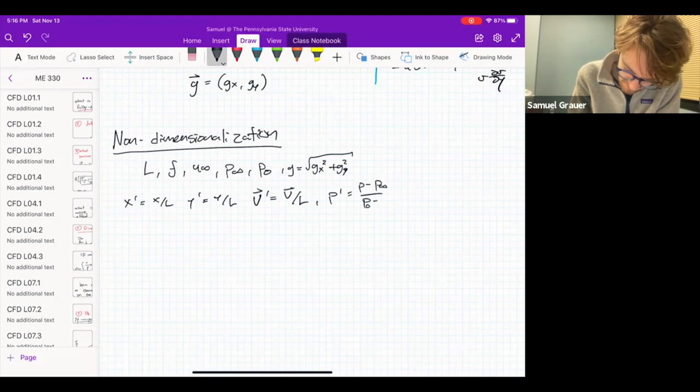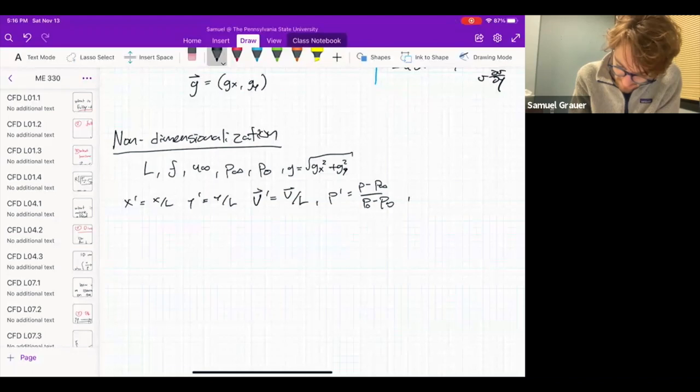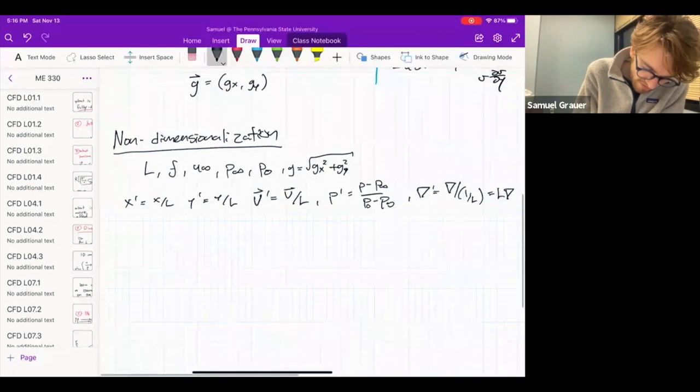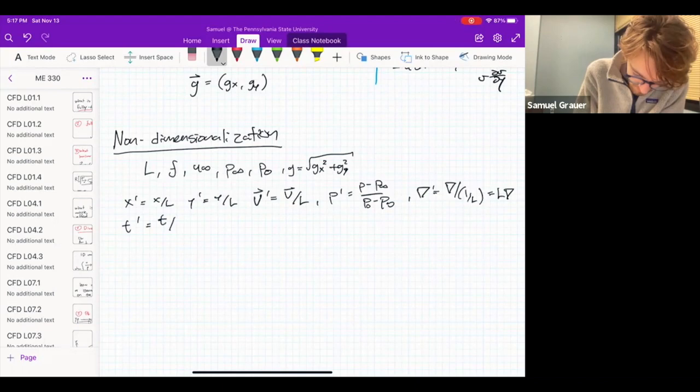And then we're going to have our operator del prime, which will be equal to del over 1 over L. In other words, it's going to be equal to L del. And we will also have a non-dimensional time T prime, which is going to be equal to T divided by 1 over the frequency. Similar idea here, where that is equal to FT.